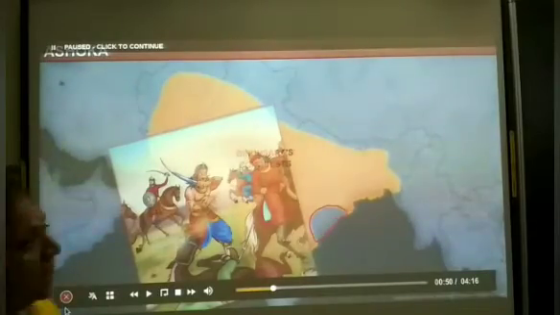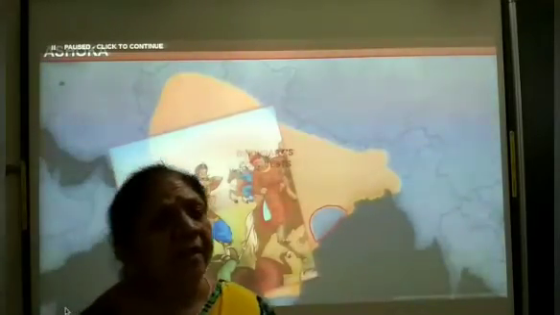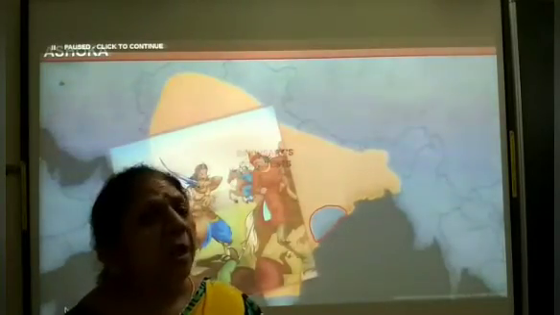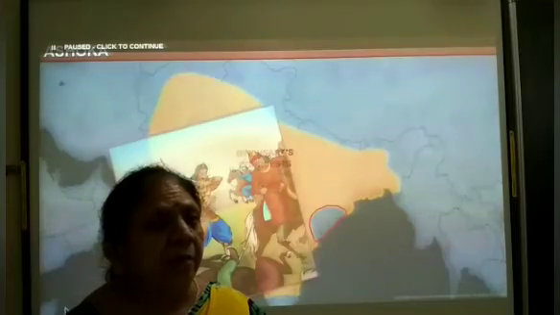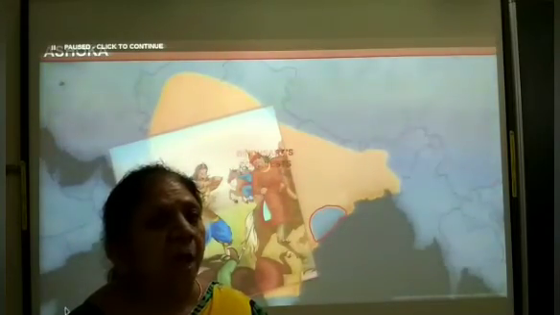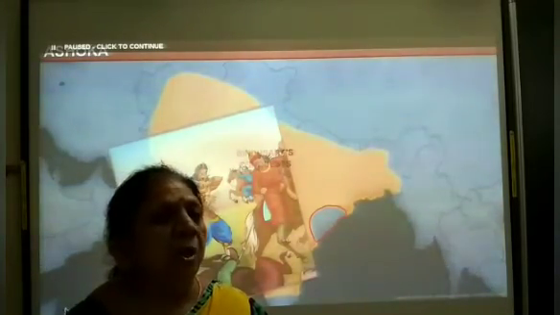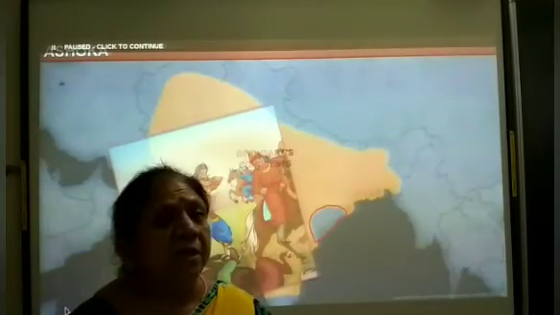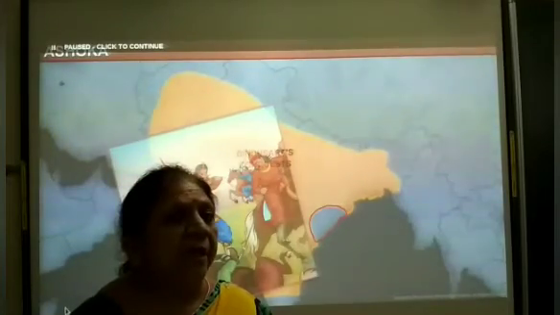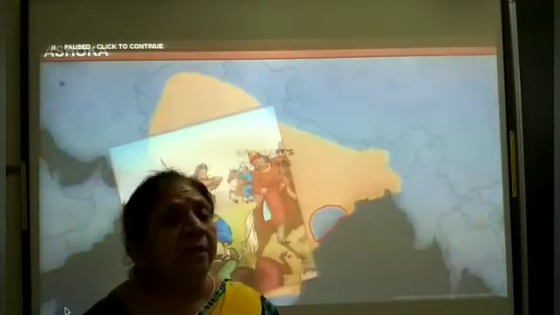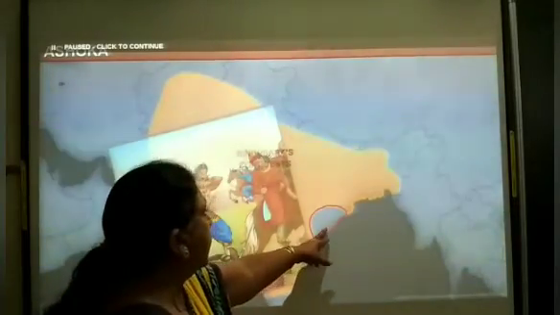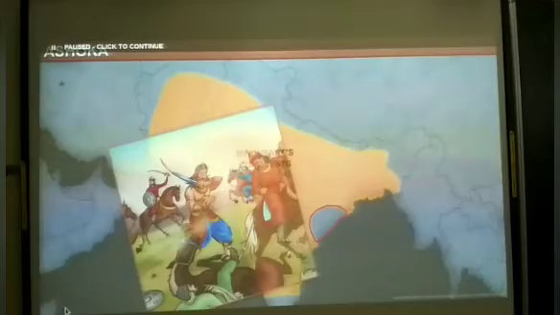Now we can see that Ashoka was the grandson of Chandragupta and the son of Bindusara. During his reign, the country was at a high point. He was a very good conqueror, a good warrior. That is how he extended his power from the north till Kalinga. We can see the Kalinga part here.